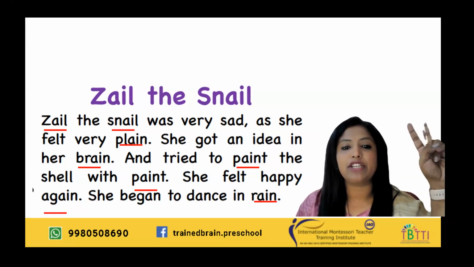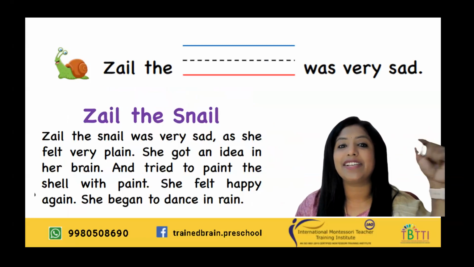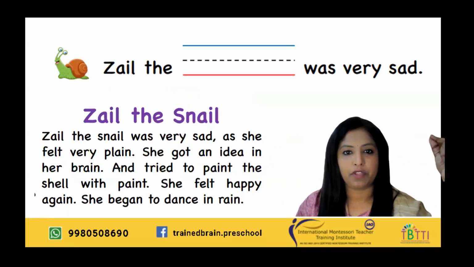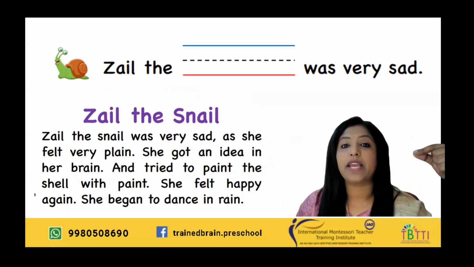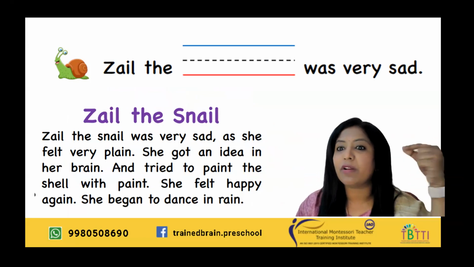The second thing is to make sure whether the child has understood the story or not. So what you do is question and answer. This is for the cognitive ability. So you question the child: Zale the dash was very sad. Now the child cannot remember.